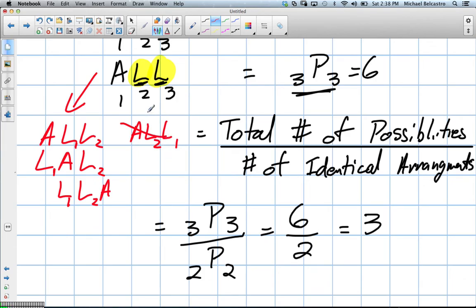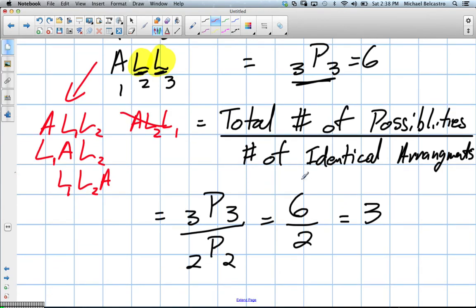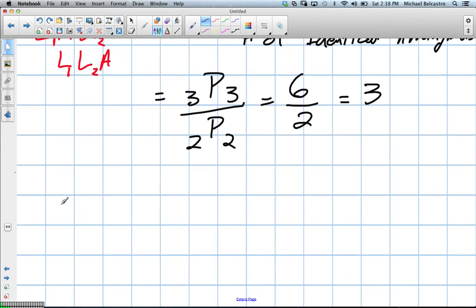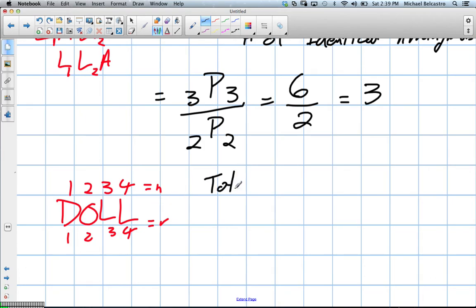Okay. So let's say another example of this would be the word "doll." Doll is a good one. So we have the word doll. Well, I have 1, 2, 3, 4 terms, and that's going to be our n. And how many terms are we going to be using out of this? Well, we're going to be using 1, 2, 3, 4. It's not like we're only using D-O-L of doll, right? So that's going to be our r. So on top, this is the total number of possibilities. So the total number is equal to 4P4 divided by redundancies.